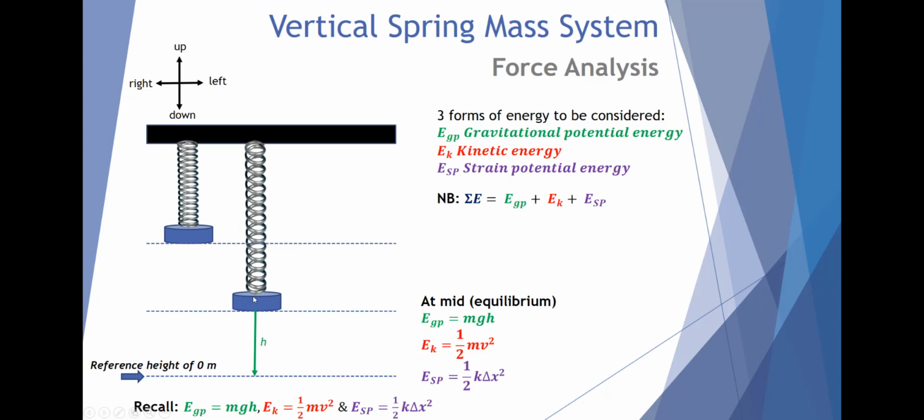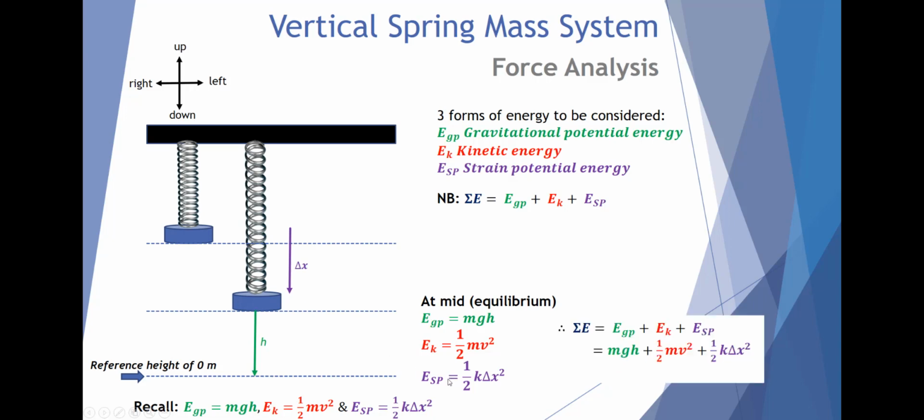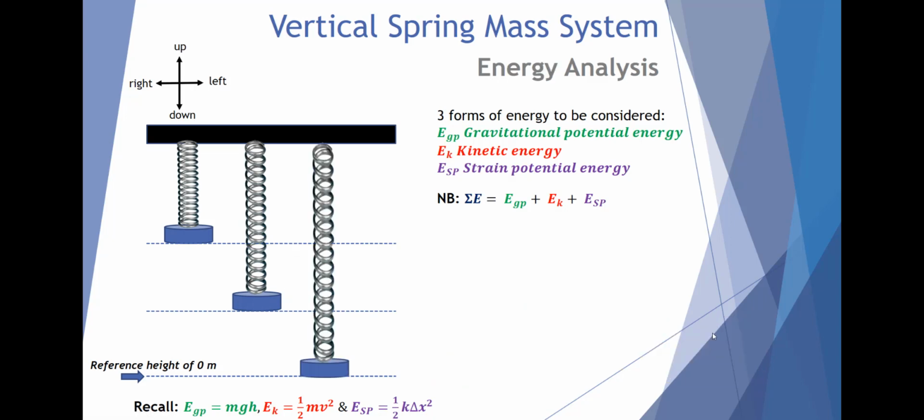However, we now have an object that's moving with mass, so we do have kinetic energy, and the spring has been stretched a distance, delta x, as can be seen on your screens. So we also have a strain potential energy. So at this midpoint, the actual statement for the sum of all energy is mgh plus a half mv squared plus a half k delta x squared. It's the sum of the gravitational potential, the kinetic, and the strain potential. All three forms are present at this position in our oscillating system.